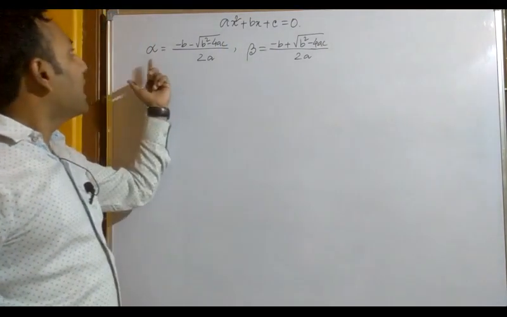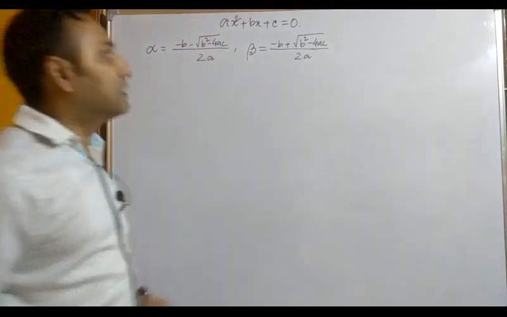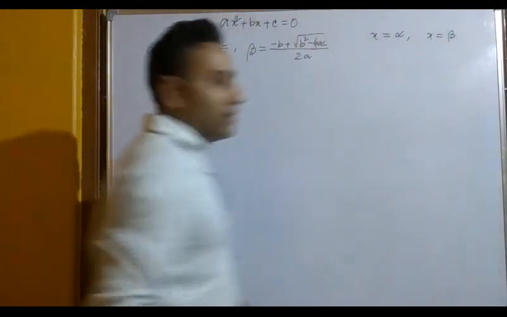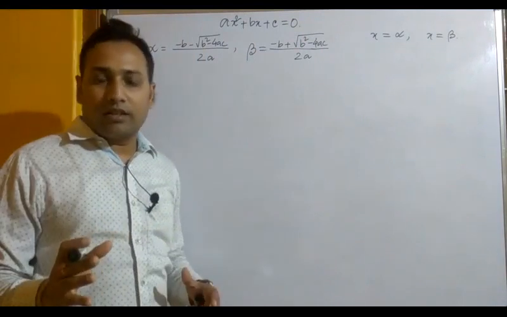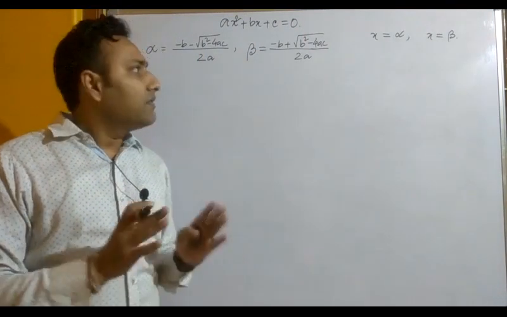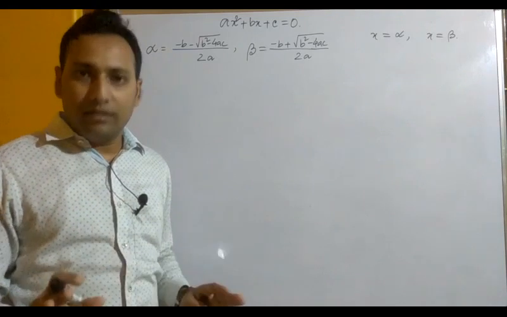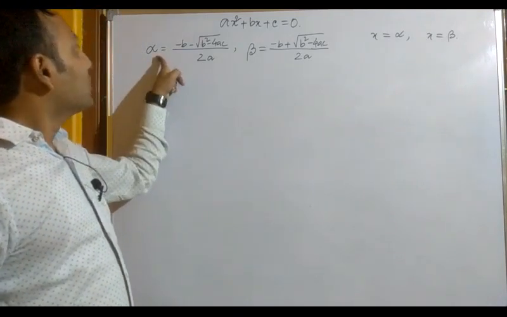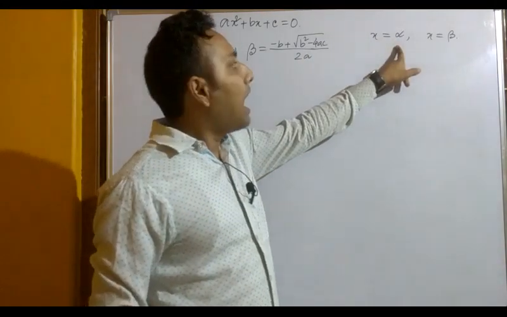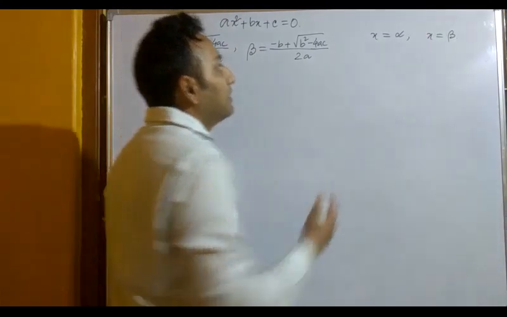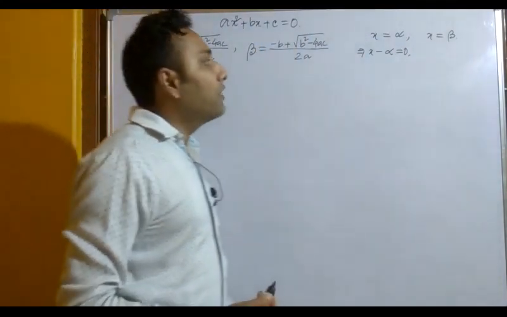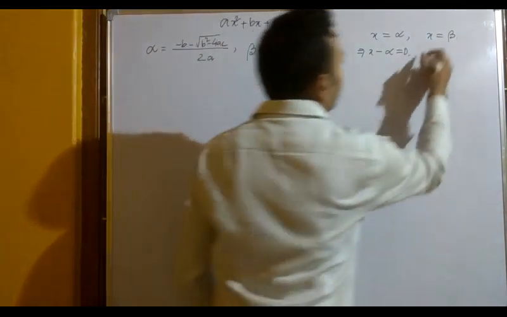So if x is equal to alpha and x is equal to beta, then what will happen? We know that the zero of the equation is known as the solution of the equation or the root of the equation. If I say zero of an equation, or roots of the equation, or solution, all mean the same. Now suppose this root I have considered as alpha and this root as beta. That means x is equal to alpha is one root, another root is x is equal to beta. Then I can write x minus alpha is equal to 0. In the same way I can write x minus beta is also equal to 0.